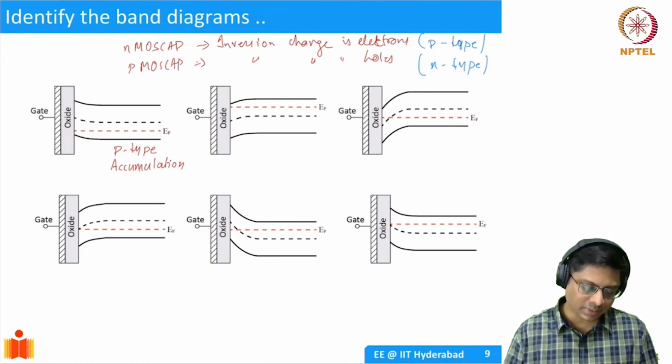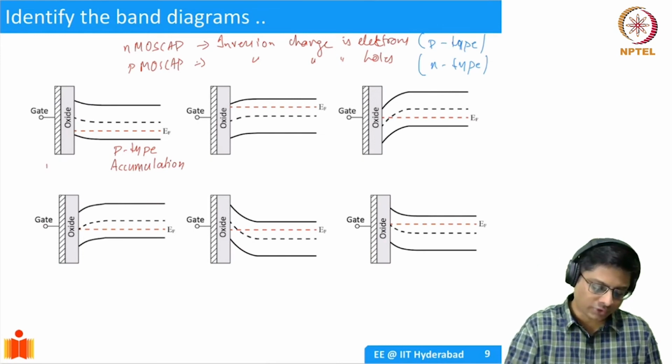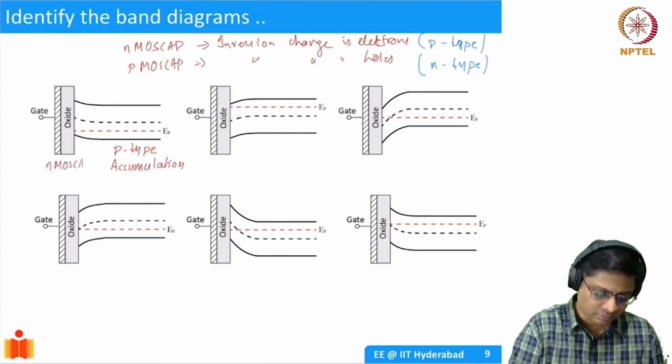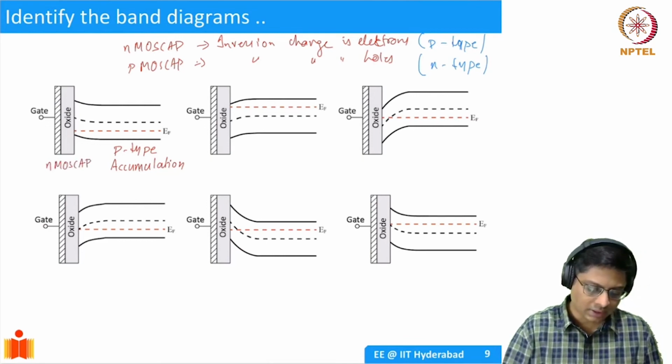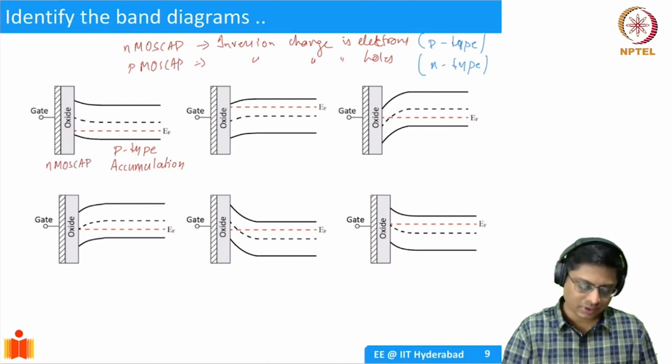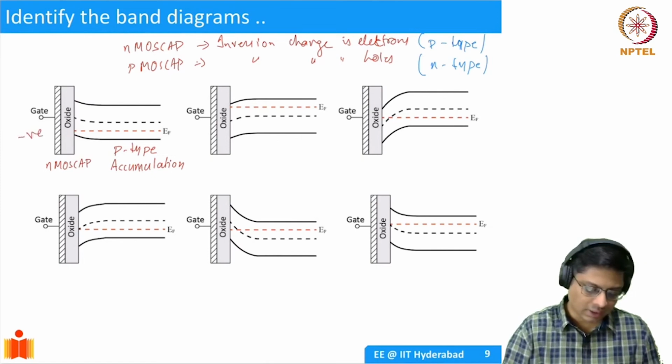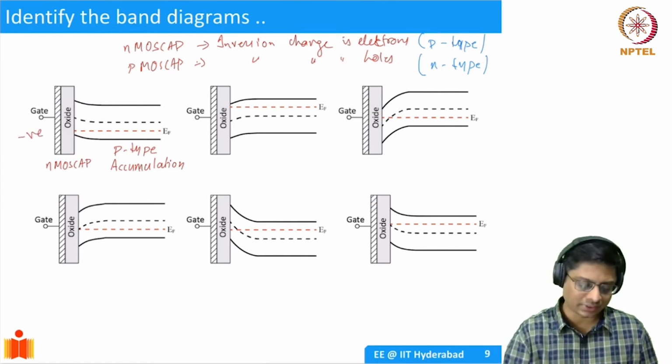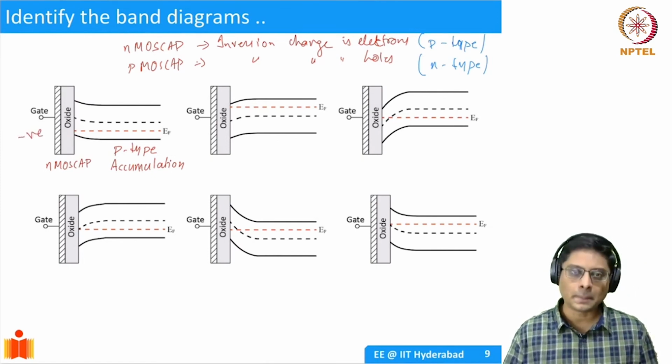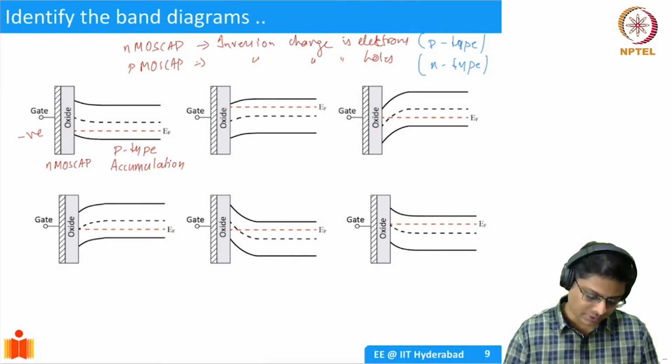So this is a P-type semiconductor and it's in accumulation. So this is obviously an NMOS device, MOSCAP. And the voltage in this case is negative, and that's why you're having more holes at the interface in the accumulation regime.